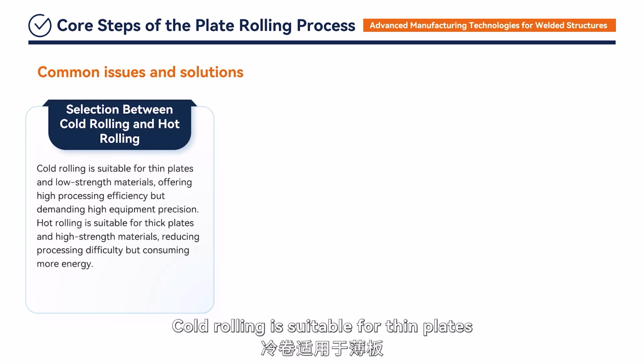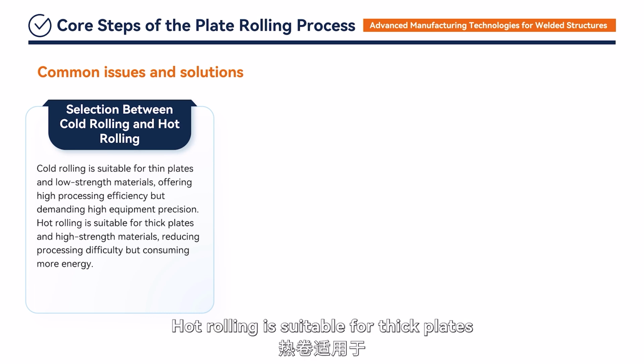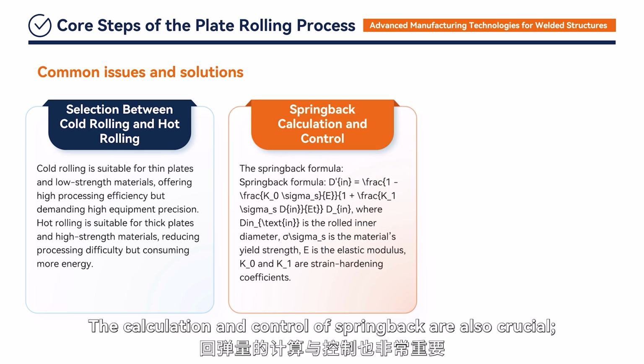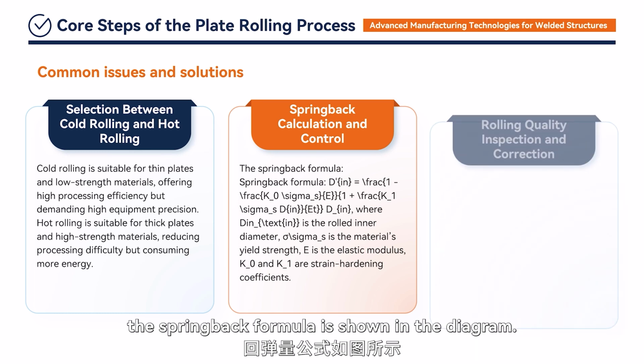Cold rolling is suitable for thin plates and low-strength materials, offering high processing efficiency but demanding high equipment precision. Hot rolling is suitable for thick plates and high-strength materials, reducing processing difficulty but consuming more energy. The calculation and control of springback are also crucial. The springback formula is shown in the diagram.